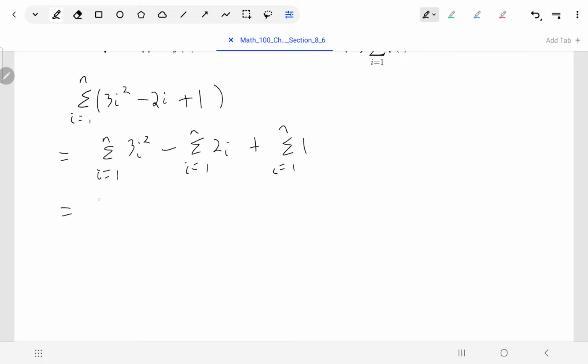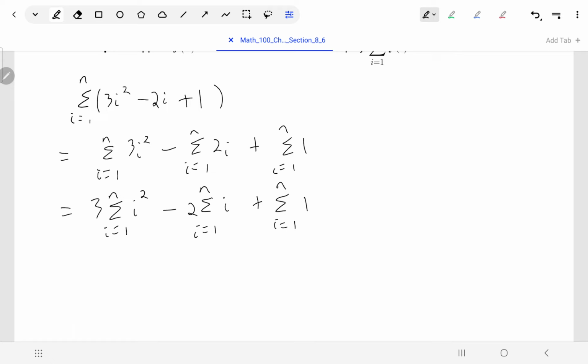And the other thing that I had was that constant multiples could be taken out front. So for the 3i squared, I could say really it's just 3 times the sum of the i squareds. And same thing with the second summation, I could take the 2 outside, and it's the sum of the i's from 1 to n. And the last one is just a constant. There's no need to take anything out, so it's just the sum of 1 from 1 to n.